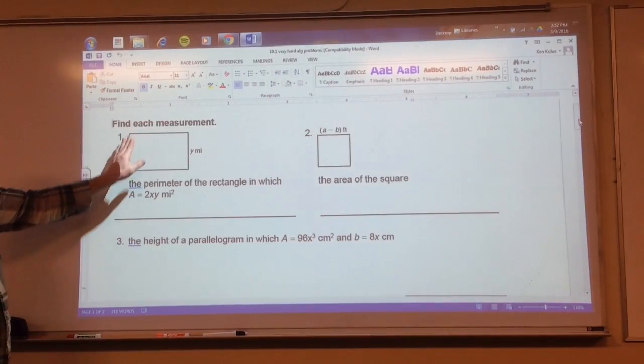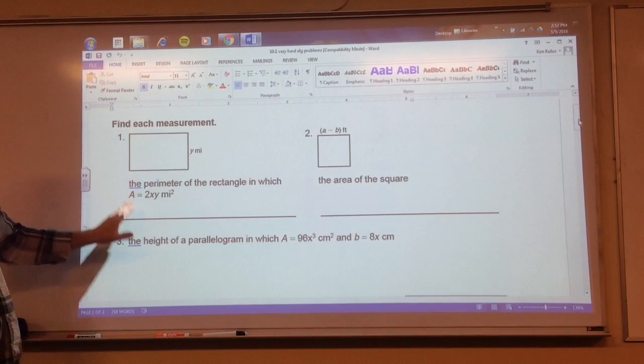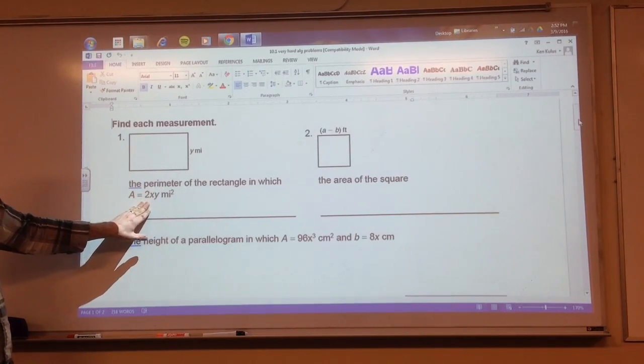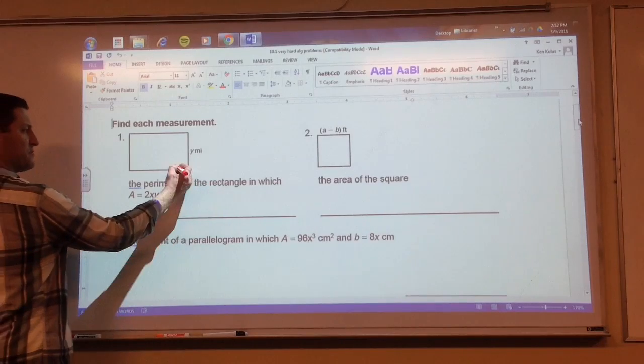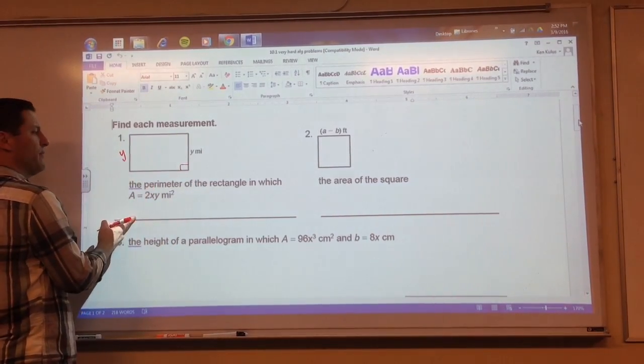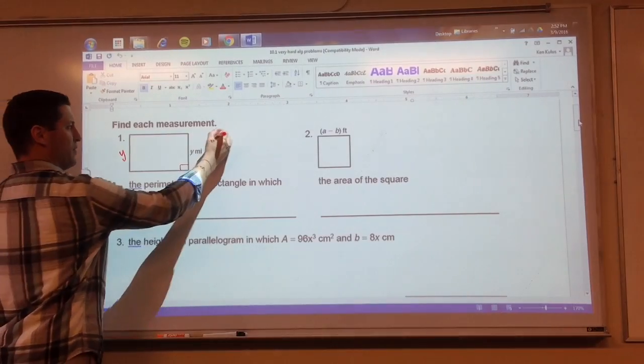Okay, it says find each measurement on the next side of the worksheet. It says the perimeter of the rectangle is what it wants you to find. It gives you an expression for area. It tells us rectangle, so I know that's there. I know that's a y. It wants us to find the perimeter. I'm going to use this formula.